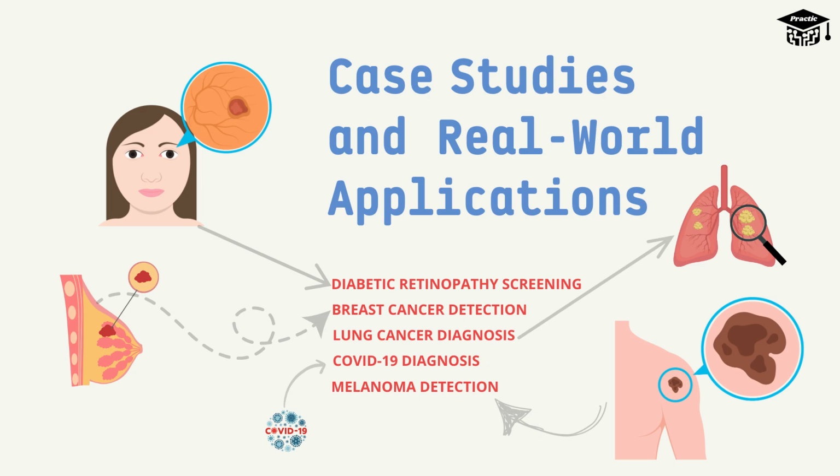Case study: diabetic retinopathy. Screening application: Google Health developed an AI system to screen for diabetic retinopathy by analyzing retinal images. Outcome: the AI system demonstrated high accuracy, comparable to that of ophthalmologists, and helped screen large populations in resource-limited settings where specialist access is limited.